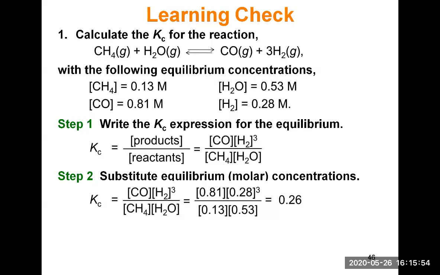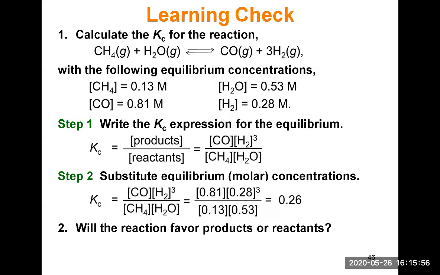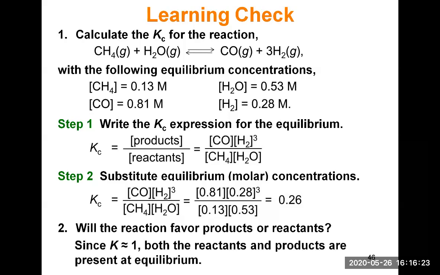And so then the question is, will the reaction favor products or reactant when the Kc value is 0.26? So again, this is a value very close to 1, right? It's between 0.01 and 100. So it's considered a value close to 1. And so when it's like that, you cannot neglect any of the concentrations, and both reactant and product are present at equilibrium.